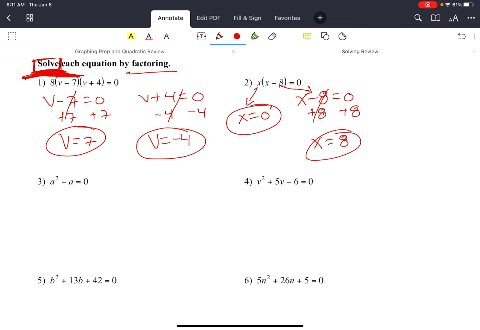Yeah? Okay. Alexis, is there a GCF on number 3? Is there something common in both of those pieces? The letters, right? Good. So what should I divide out of both pieces? 1 and what else? Good. A.